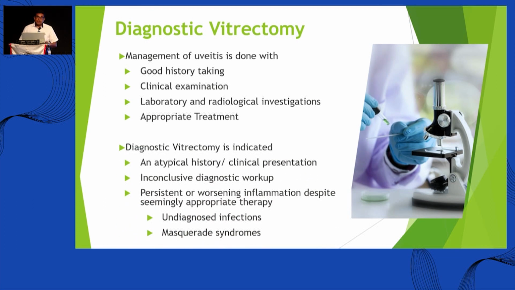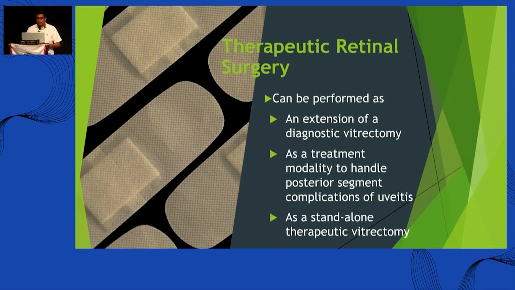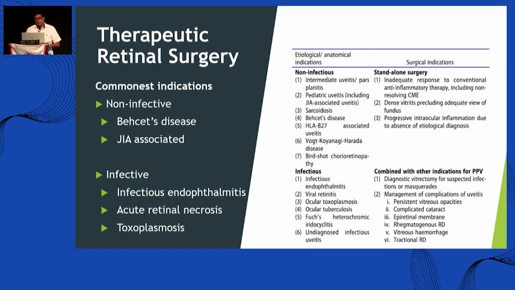Diagnostic vitrectomy is indicated if you have a problem in the clinical history, clinical presentation, or you have an inconclusive diagnostic workup. Or if after a diagnosis you start treating and the condition is either worsening or not responding, you'd like to do a diagnostic vitrectomy to detect undiagnosed infections or a masquerade syndrome where you might be missing an important malignancy. So therapeutic retinal surgery is where you can either extend the diagnostic retinal surgery or treat it. It can be considered as part of surgery where you look after the complications, or it can be a standalone retinal surgery as well.